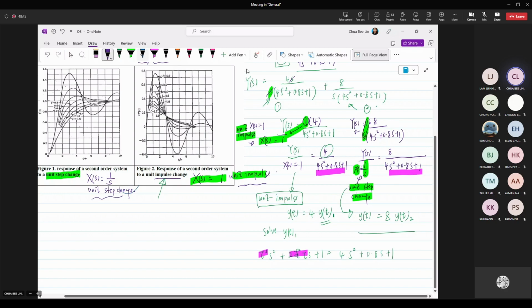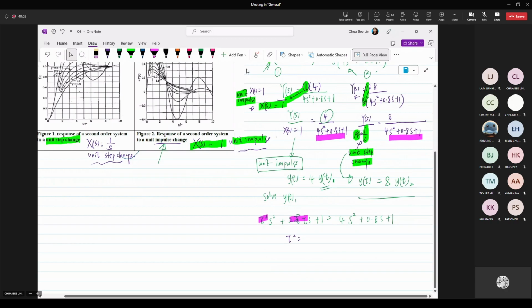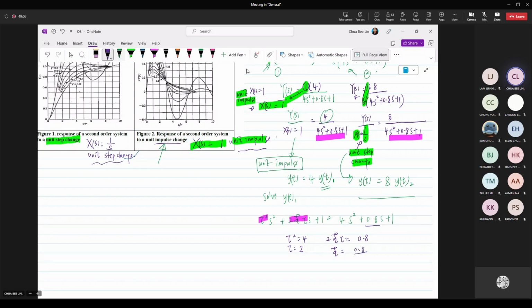So you're able to solve tau square equivalent to 4, so your tau is 2. Then 2 damping factor tau equivalent to 0.8. So damping factor equals 0.8 divided by 2 tau. 0.8 divided by 2 tau, where tau is 2. Then this one is 0.2.